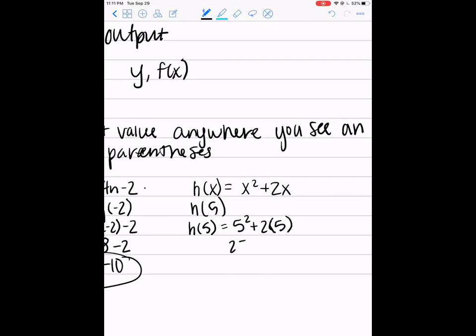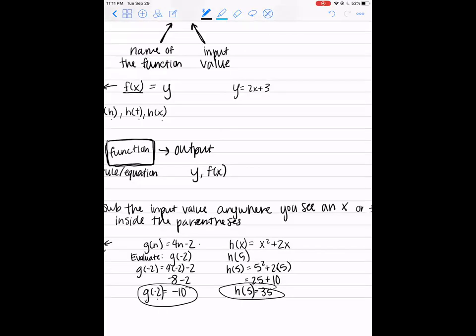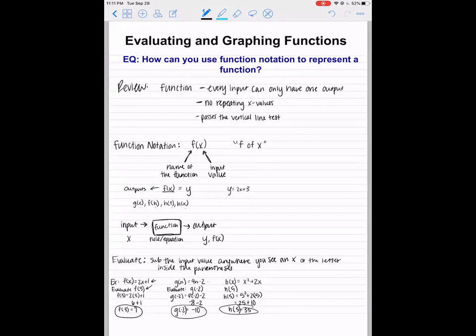5 squared is 25. 2 times 5 is 10. So 25 plus 10 is 35. After I've evaluated, I know that h of 5 equals 35. And that is my answer. So that is how you evaluate functions.